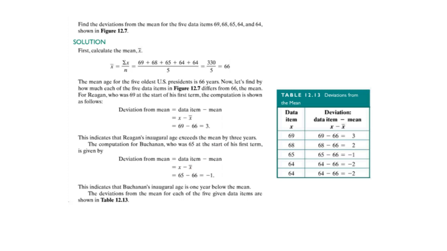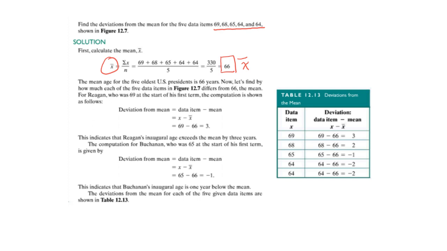Find the deviations from the mean for the 5 data items. Again, here are those 5 data items. In order to do that, we need to find the mean. The mean, X bar, is the summation of all these numbers divided by 5, the number of values we have, and we come up with a mean of 66. So that is your X bar, 66.